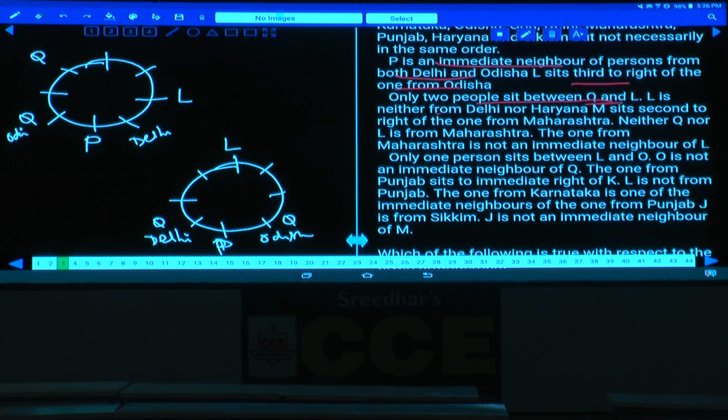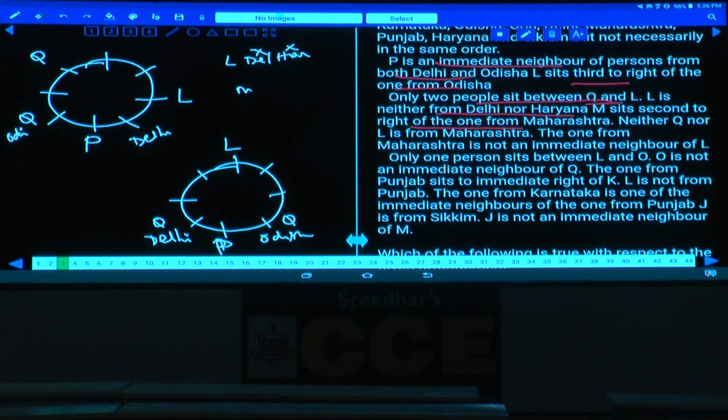L is neither from Delhi nor from Haryana. L cannot be from Delhi and cannot be from Haryana as well. M sits second to the right of the one from Maharashtra. Neither Q nor L is from Maharashtra.